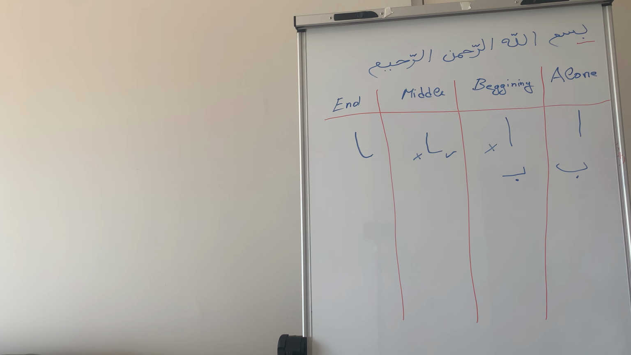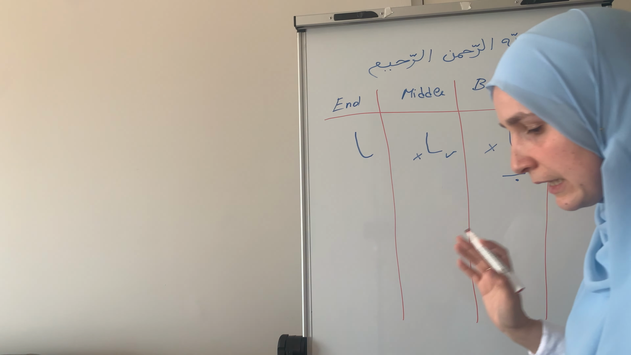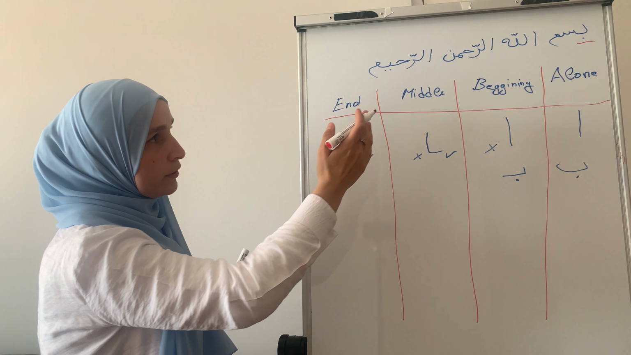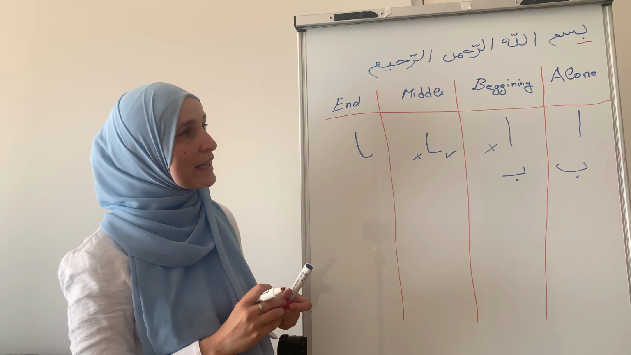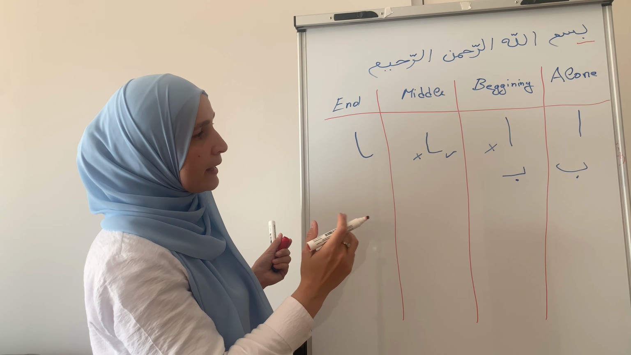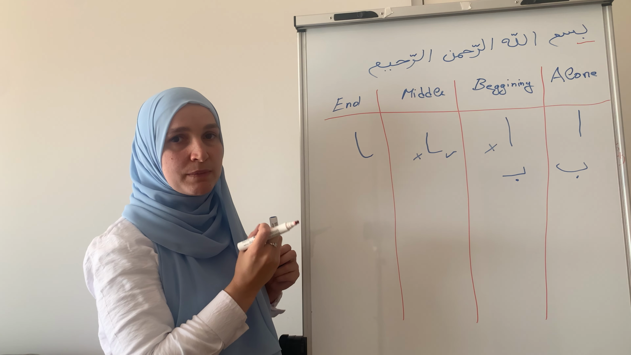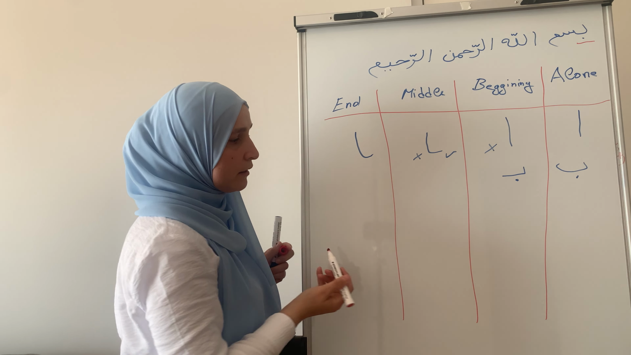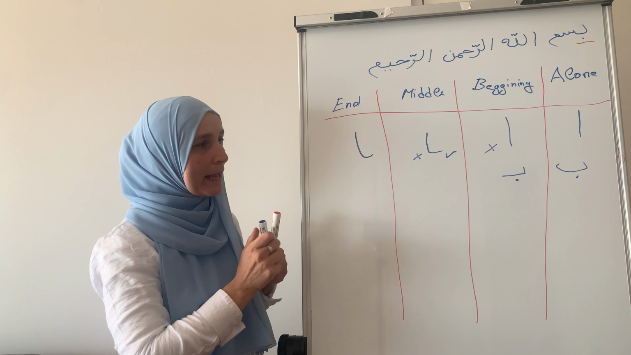Look here, B here is the first letter of a word. B here is the first letter of a word. And if you see B in the word Bismi, and if you see B here, it's absolutely the same.